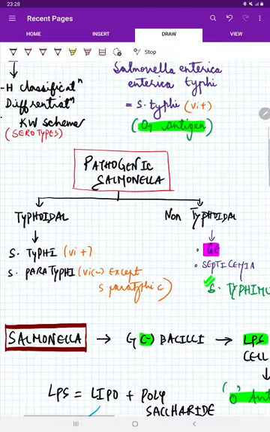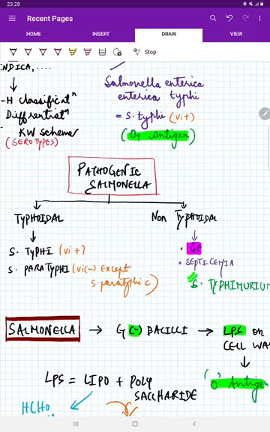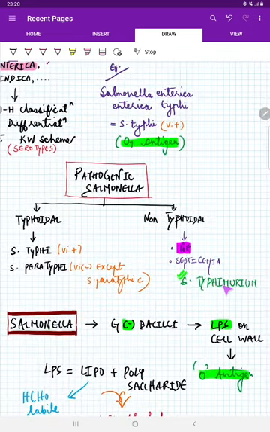Now, the moment we remember Salmonella, what strikes our mind? Typhoid fever. Majority of Salmonella is going to cause typhoid fever, and some may not. The Salmonella causing typhoid fever are Salmonella typhi and paratyphi, of which you also have to remember Salmonella typhi is going to have a Vi antigen. In non-typhoidal Salmonella, one thing you must remember is Salmonella typhimurium. Typhimurium causes non-typhoidal Salmonella infection, and most of the time it presents as gastroenteritis. This presentation of gastroenteritis is uncommon in typhoidal Salmonella.